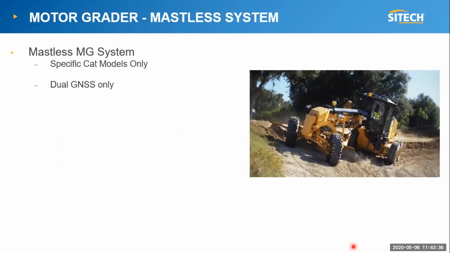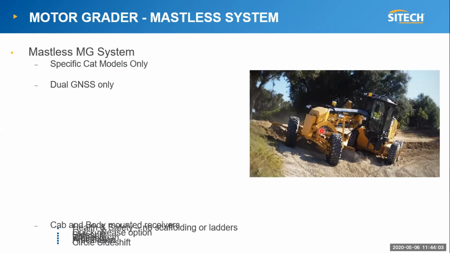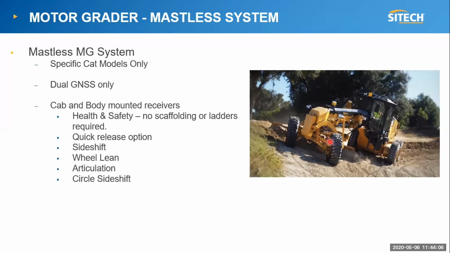Moving on to the mastless grader, this is the one that's been spoken of pretty significantly. There was quite a bit of excitement generated with this machine. Currently, these machines only support dual GNSS or dual GPS. What we have is a GPS receiver on the front of the gooseneck and another one on the back of the cab. We remove the masts, and of course the benefit is that now you have pretty much full articulation, wheel lean, side shift, circle side shift functionality of your grader without having the masts on the end of the blade.